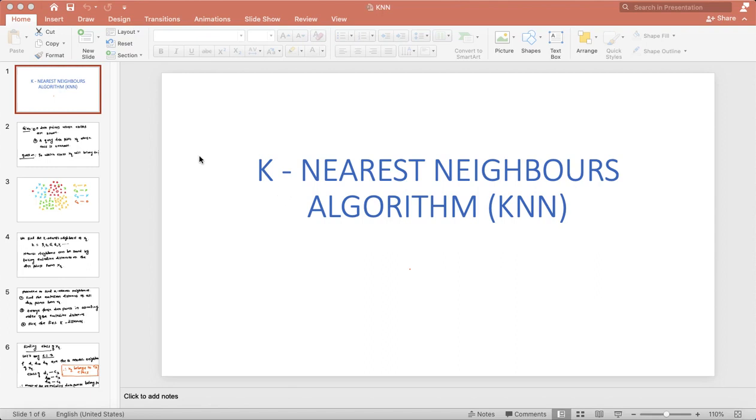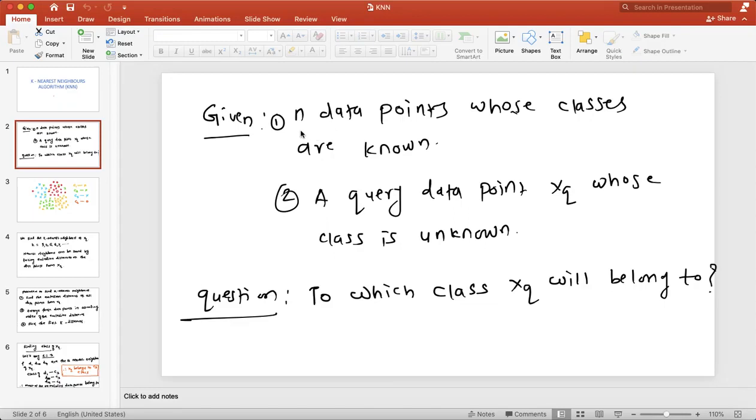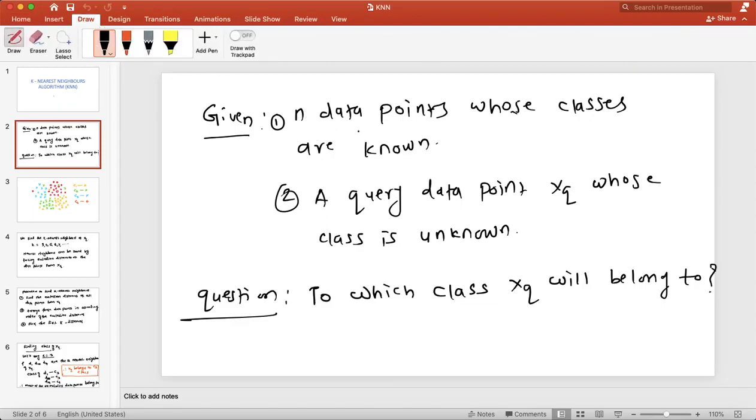Neighbor algorithm. This is also known as the KNN algorithm. It is a supervised classification algorithm where we are given n data points whose classes are known, and we are also given a query point whose class is unknown. We are asked to classify this XQ to one of the known classes. So let us see how KNN solves this problem.